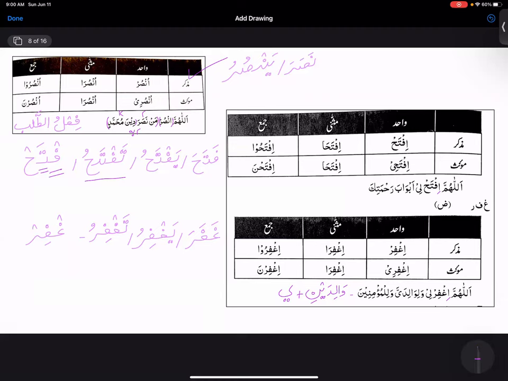One more time, I'm going to repeat. If the middle root letter has dhamma, you're going to happily give this dhamma. If the middle root letter has kasra, you're going to happily give it a kasra. If the middle root letter has a fatha, you're going to give it a kasra.